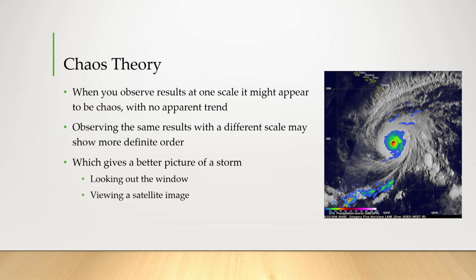You look at the same results on a different scale. Take example of the picture of the hurricane or tropical storm on the screen. As you look at that, you see the scale is much bigger. You're seeing it from the satellite image. You can see how big it is. This is Hurricane Lane, but you can see here's the islands of Hawaii.